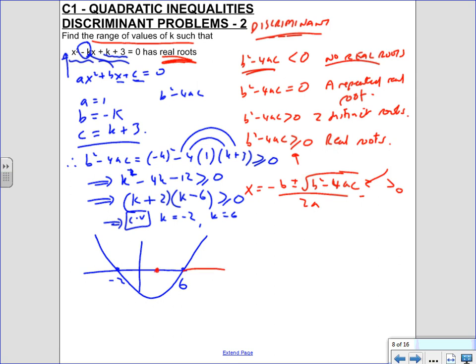So if I put in an x value here, this gives me a negative y. So therefore I'm not interested. If I put this value in, I get a positive y. So positive, positive, positive, positive, positive. Therefore, x must be bigger than or equal to 6. You can see it, all this stuff. And x must be less than or equal to minus 2.